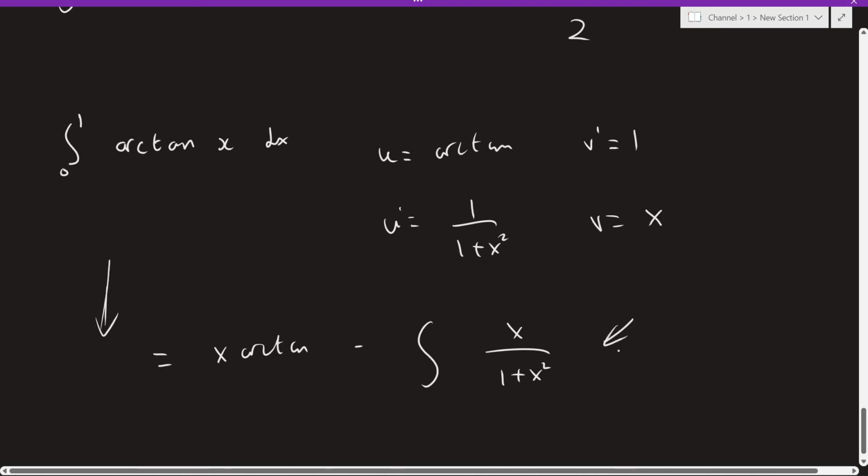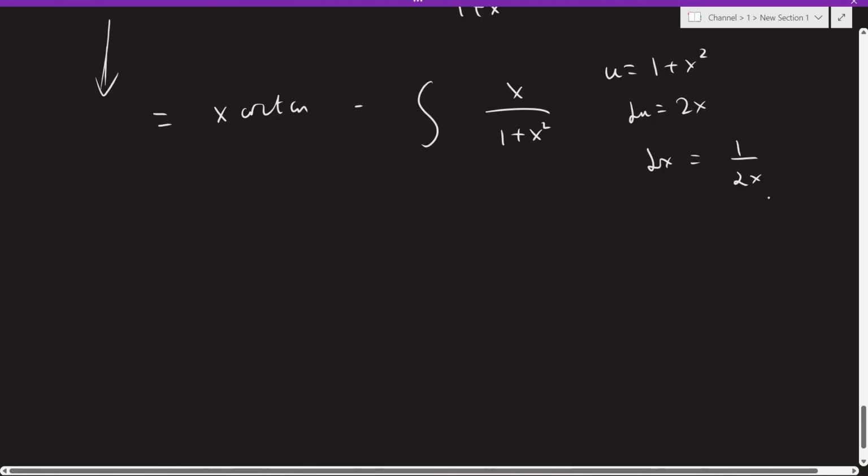This does not seem like it can be simplified, but actually if you choose 1 plus x squared to be u and use substitution, you can actually cancel the x. So du is equal to 2x dx and dx is equal to du over 2x. And now we can cancel the x. So let's apply it. Let's take this here. It's going to be x over u times 1 over 2x. Cancel the x's.